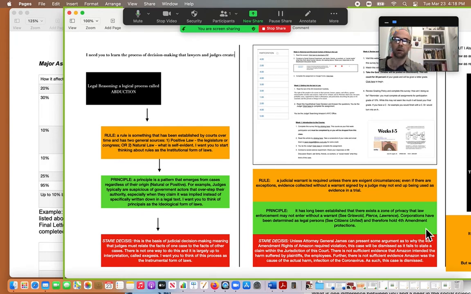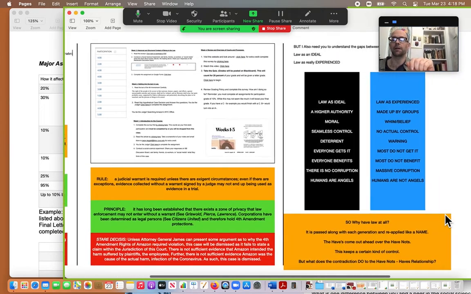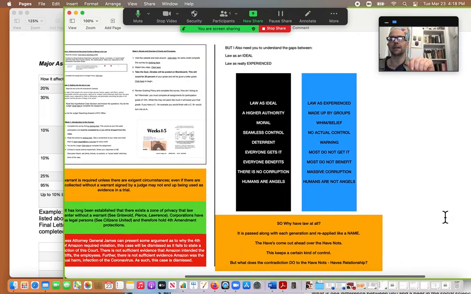Let me pause for a second and let you think about that, right? Because almost all of you said, what? You want Amazon to be held responsible for what they do. So that's this black side here. I need you to understand, like, law could be an ideal, but it's not, right? We're human beings.